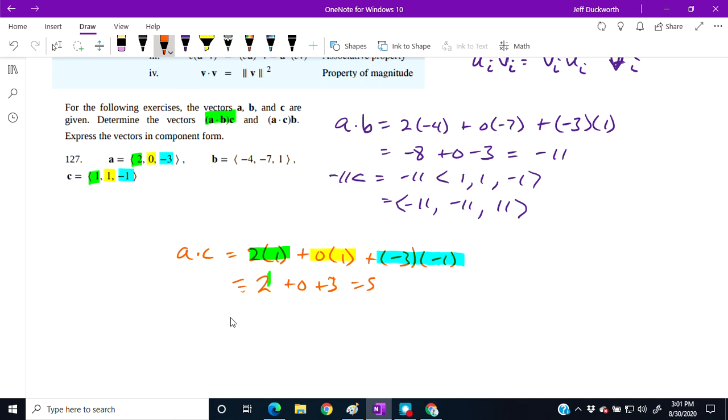And then I need to multiply that by my b vector. So then we have 5 times b, which is 5 times -4, -7, and 1. Remember, we distribute that in, so that's just going to be -20, -35, and 5. So again, they're not the same. We can't just start moving those around willy-nilly, but they will follow the above properties.